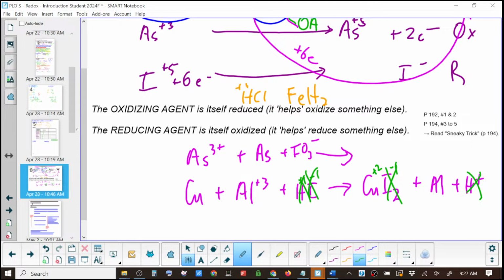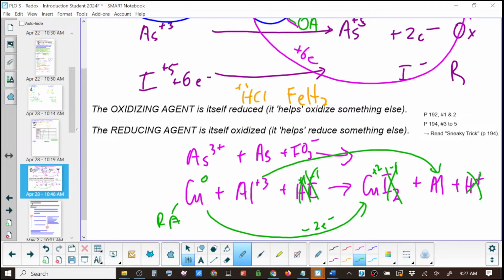This copper went from 0 to +2, so it lost 2 electrons. Loss of electrons, oxidation, that's the reducing agent. Aluminum went from +3 to 0, that's gaining 3 electrons. Gain of electrons, that's a reduction, so that is the oxidizing agent. Okay, so you just cancel out the ones that don't change. Yeah.